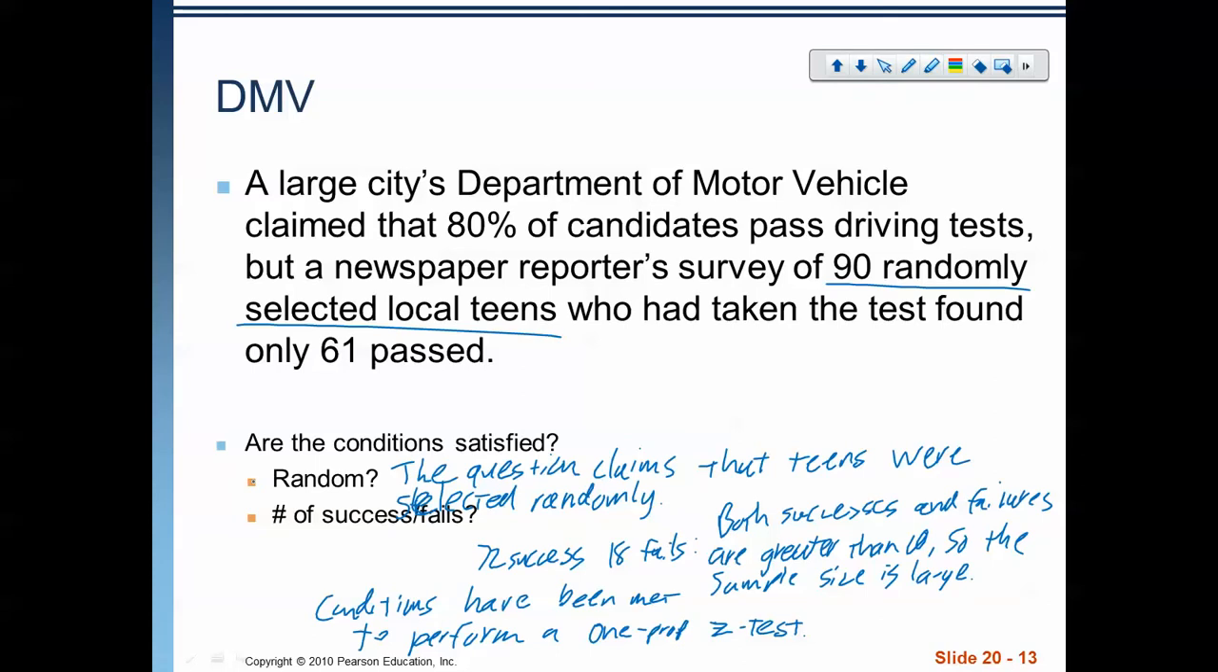So notice that I stated both of my conditions. I wrote complete sentences that showed not only that I calculated something, but that I also understand that those calculations are both bigger than 10. And then at the end here, I said that my conditions have been met and I named the test.